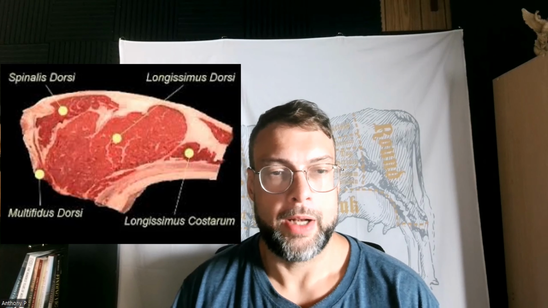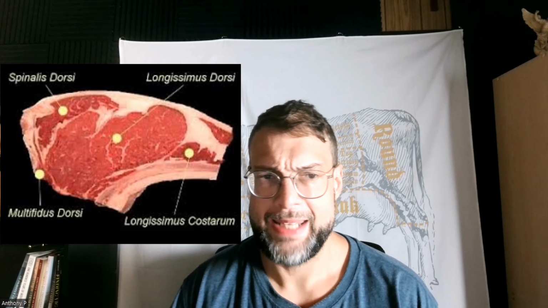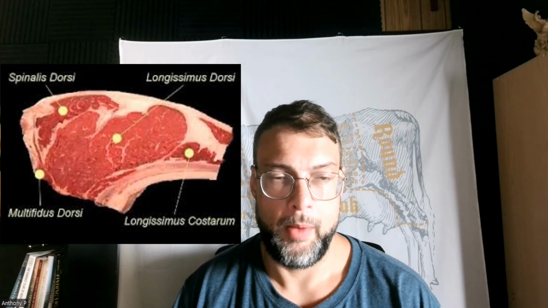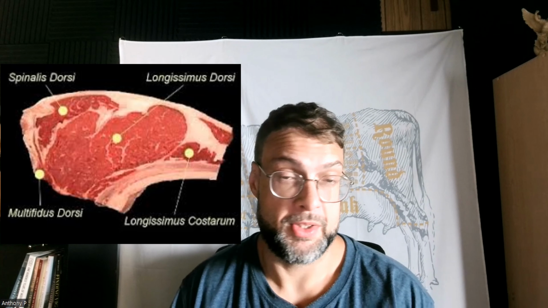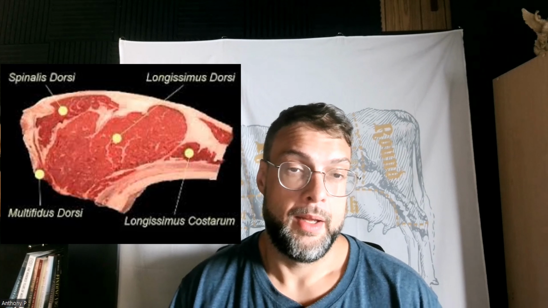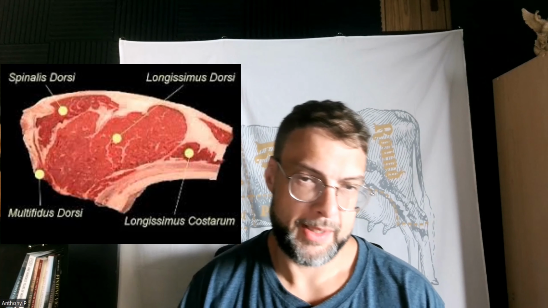And then if you get a good ribeye, a nice full one, you're going to have this tiny little part called multifidus dorsi. It is a very tender part, separated by a wall of fat from most of the rest of the steak, but it does connect here to the longissimus dorsi. It is the sort of connective tissue for the particular muscle that is the ribeye steak.